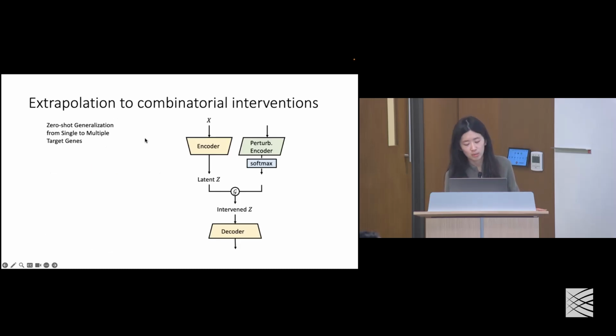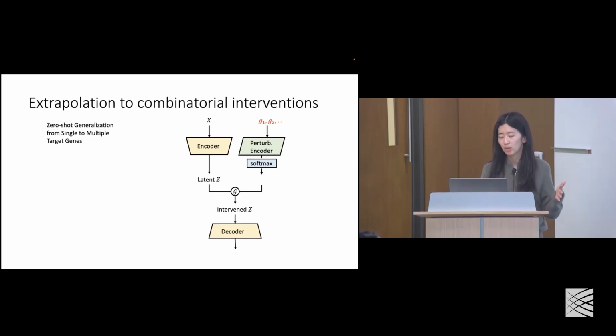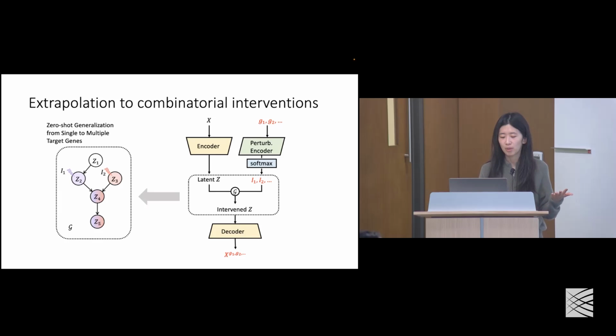I do want to point out another perspective: you can do extrapolation to combinations of single node perturbations in your data set. What happens is that instead of putting one perturbation label through the perturbation encoder, you put in multiple, and then you get multiple latent I's. This allows you to generate counterfactual samples if you perturb the combination of these genes. In the latent space, you get additive effects of all the perturbations that you input.